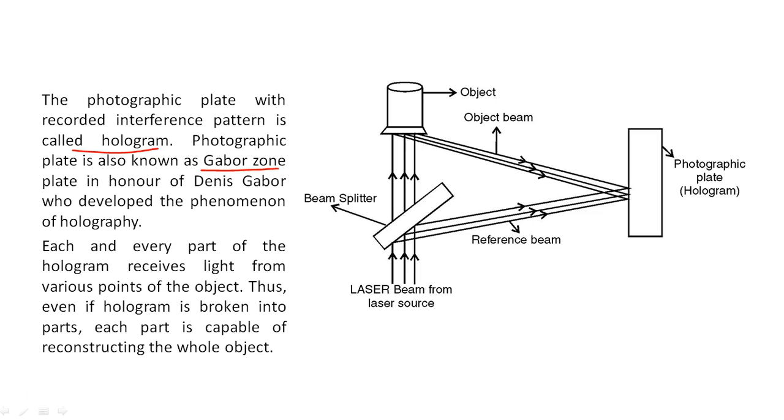holography. Each and every part of the hologram receives light from various points of the object. Thus, even if hologram is broken into parts, each part is capable of reconstructing the whole object. You must have understood why the photographic plate is called hologram, because holo comes from complete, gram means graph. That is, now this photographic plate contains complete information about the object. That's why this is known as hologram.